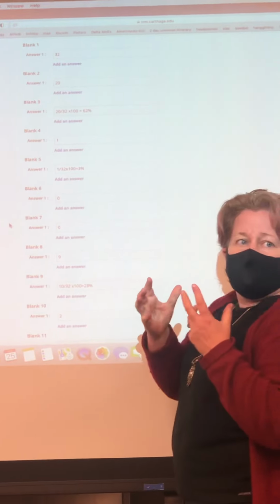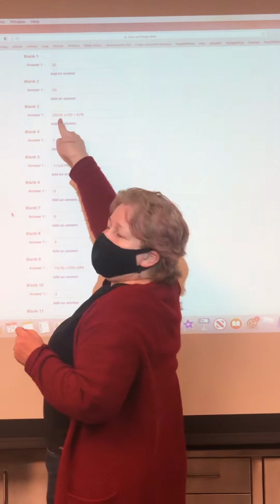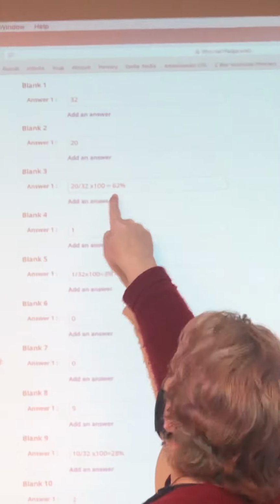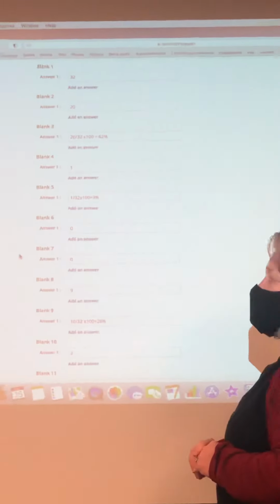So the way you find the differential white blood cell count is you take your 20 divided by the total of 32, multiply by 100, and that's 62%. That's not unusual for neutrophil numbers.